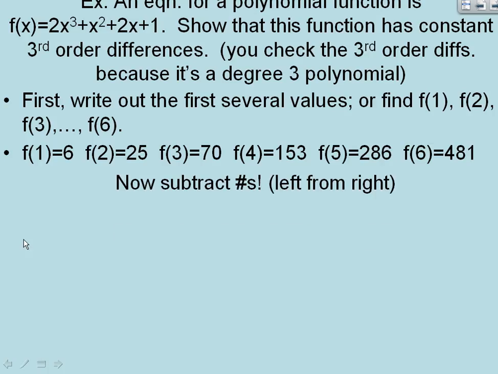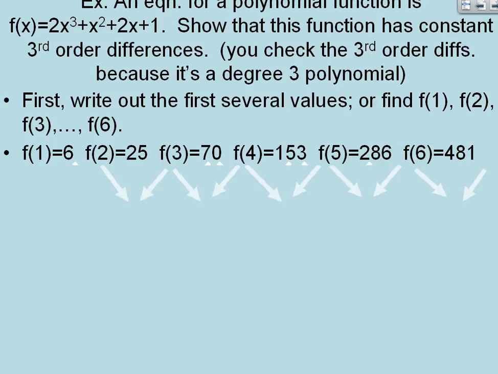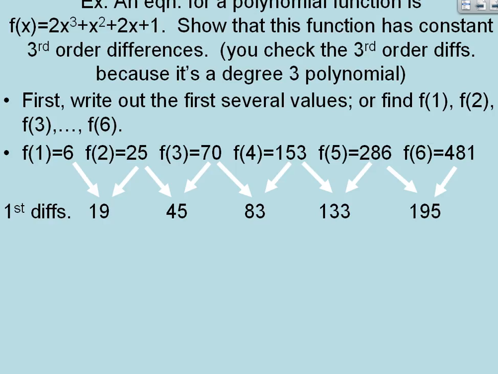And here's what I would get if I found all the differences. Now, these are what we call the first order differences because we've only subtracted once. I can keep going with this, though. I can take the answers I got for my first order differences and subtract those and find the second order differences. So 45 minus 19, 83 minus 45, etc. And I get those numbers. Okay, those are my second order differences.